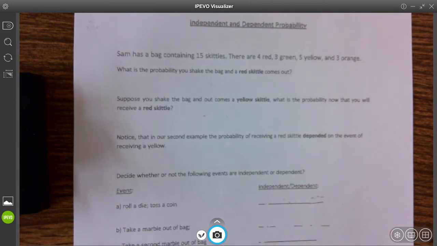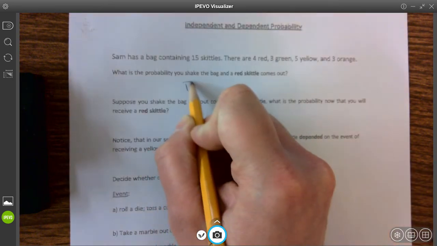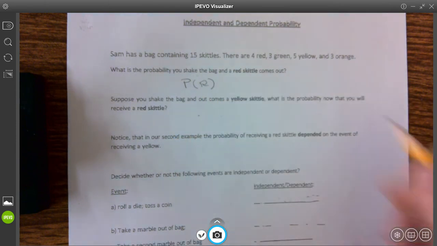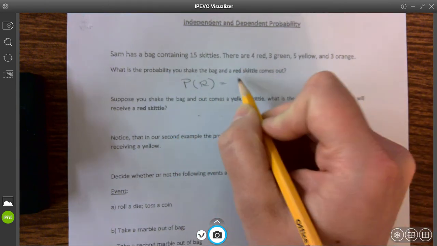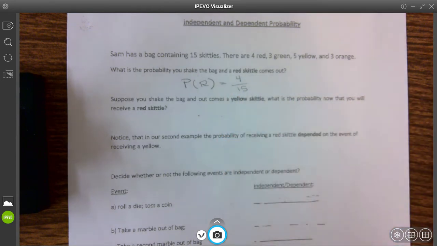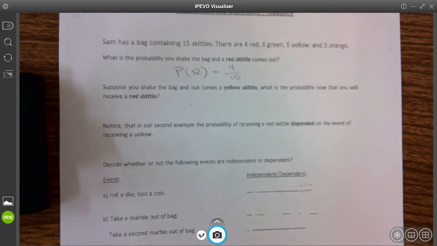Independent and dependent probability. Sam has a bag containing 15 Skittles. There are 4 red, 3 green, 5 yellow, and 3 orange. What is the probability you shake the bag and out comes a red Skittle? Well, theoretically here we have 4 red out of 15. So that would be our probability of actually getting one.